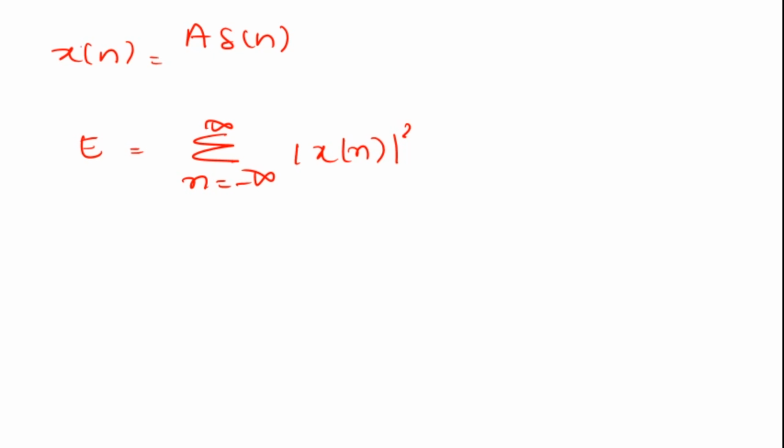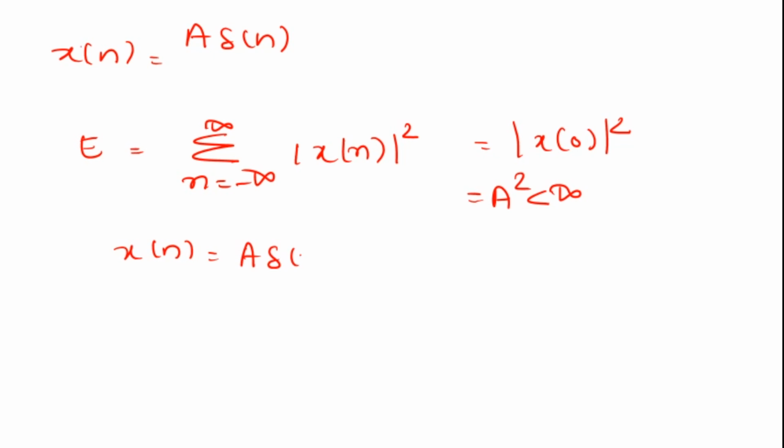x of n is equal to A into delta of n. Then energy E is equal to summation n is equal to minus infinity to infinity mod of x of n whole square, which is equal to mod of x of 0 whole square, A square, which is less than infinity. Hence, x of n is equal to A into delta of n is an energy signal.